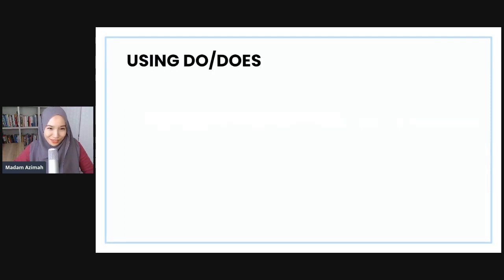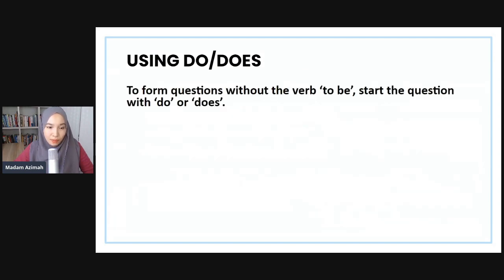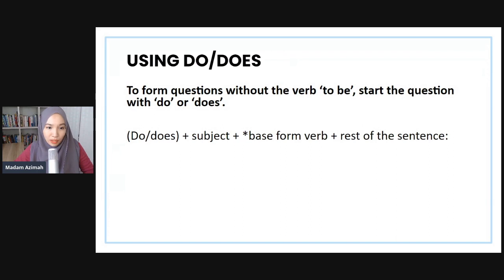Okay, moving on now to the next concept, which is how to use do and does. Now, for this particular section, do and does, pay attention to this one. To form questions without the verb to be, if you're not using the verb to be, you can start the question with do or does. So this is the formula basically.